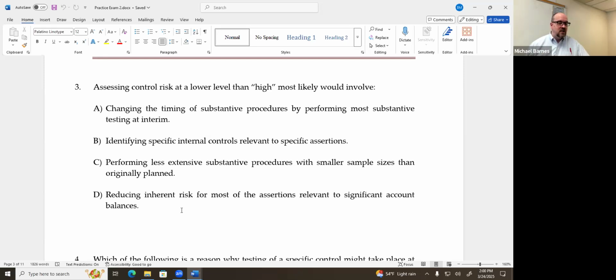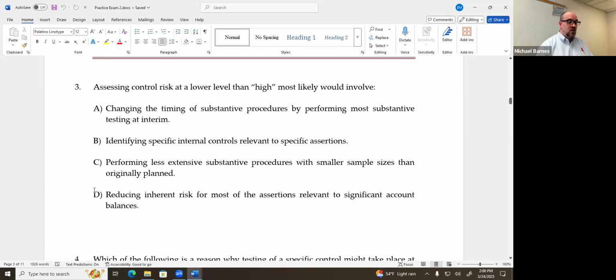Performing less extensive substantive procedures with smaller sample sizes than the original plan. If we're going to be assessing control risk at a lower level than high, then we probably would have less extensive procedures because we have a lower level. But again, that is not something we determined beforehand. We would determine it afterwards, after we've actually tested controls. So this is not proper sequence because we're still in the testing controls phase.